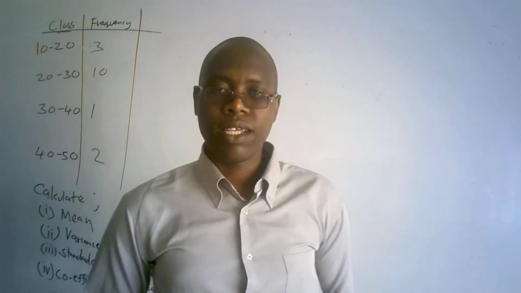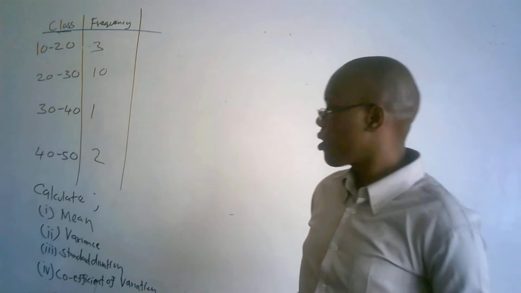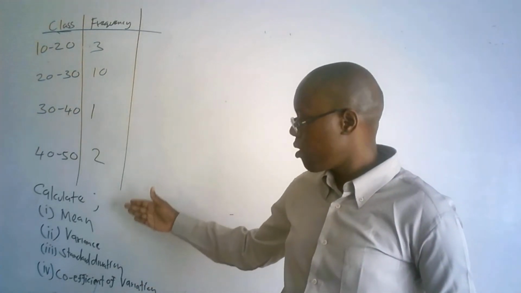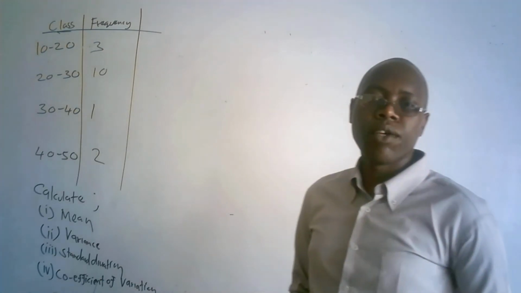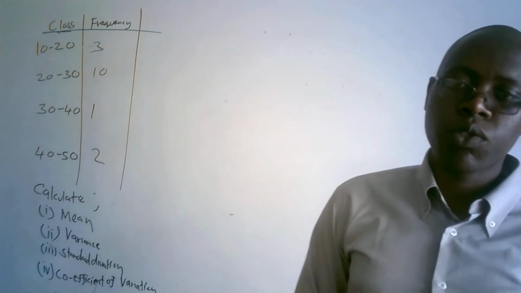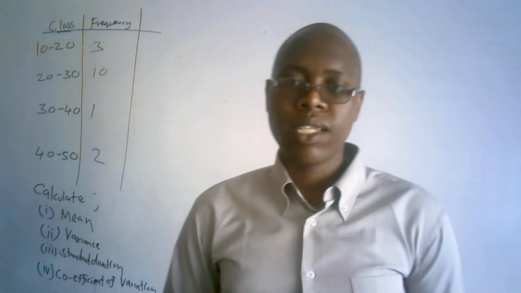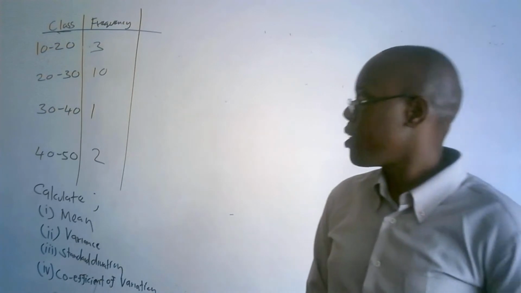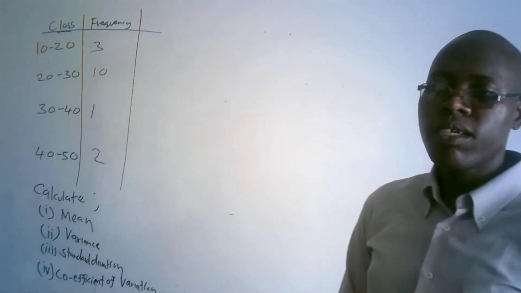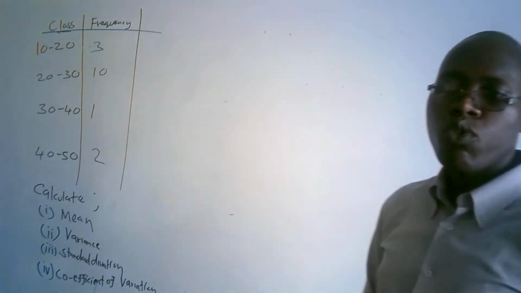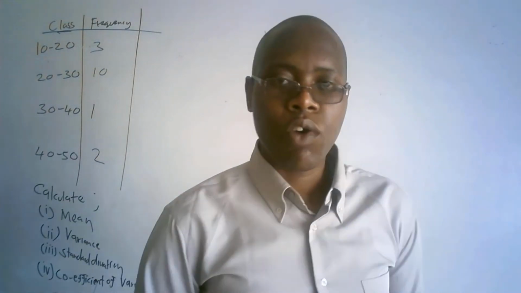Welcome to our class, and today I want us to be able to discuss the mean, the variance, the standard deviation, and also the coefficient of variation. These particular questions are under the topic of measures of dispersion. The data that we have been given is grouped data, and let us go straight away and start with the mean. How do we calculate the mean of grouped data?